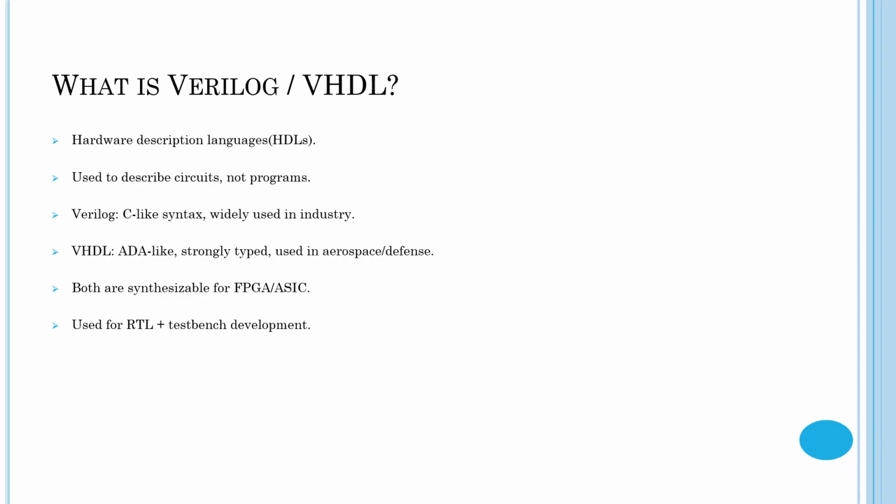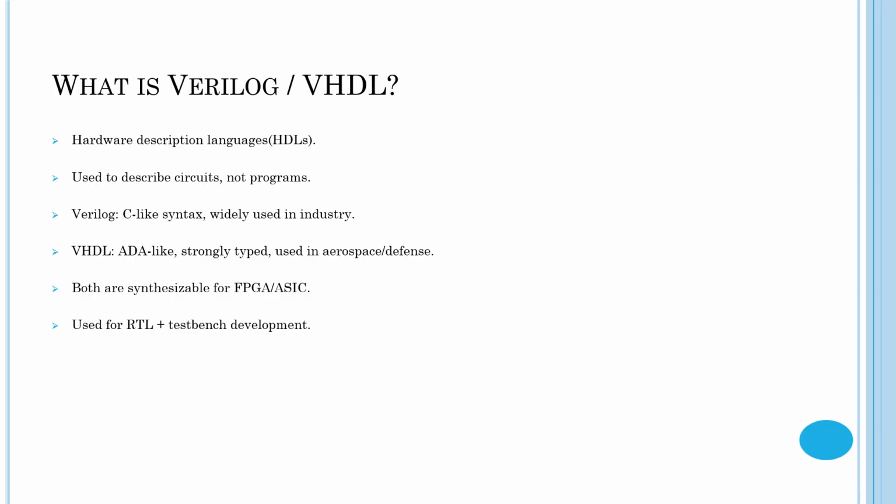This slide introduces two important languages used in digital design, which are Verilog and VHDL. These are known as hardware description languages, or HDLs. Unlike normal programming languages that describe software, HDLs are used to describe digital hardware circuits. This means that instead of writing instructions for a processor to execute, we describe how flip-flops, logic gates, registers, combinational logic, and data paths behave. HDLs allow us to design hardware at different abstraction levels, including register transfer level, which is commonly used in FPGA or ASIC development.